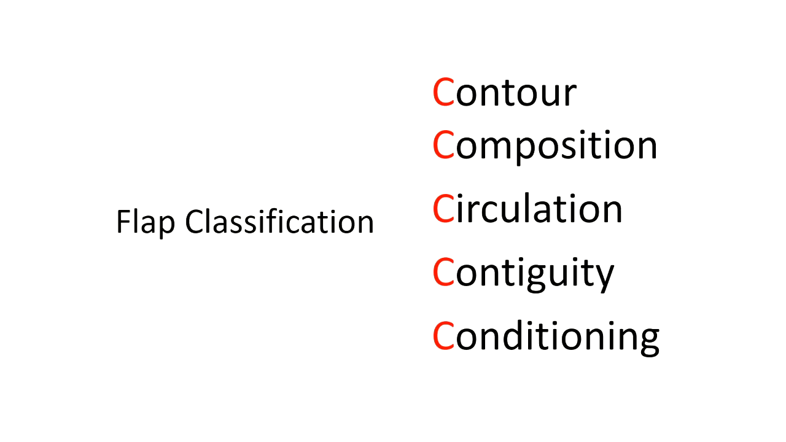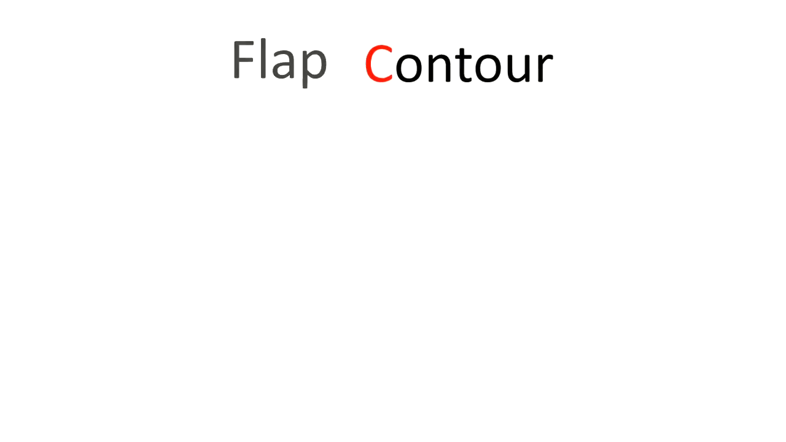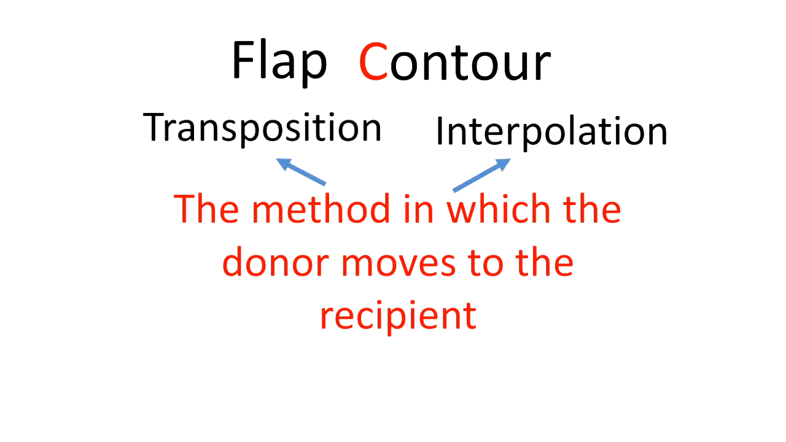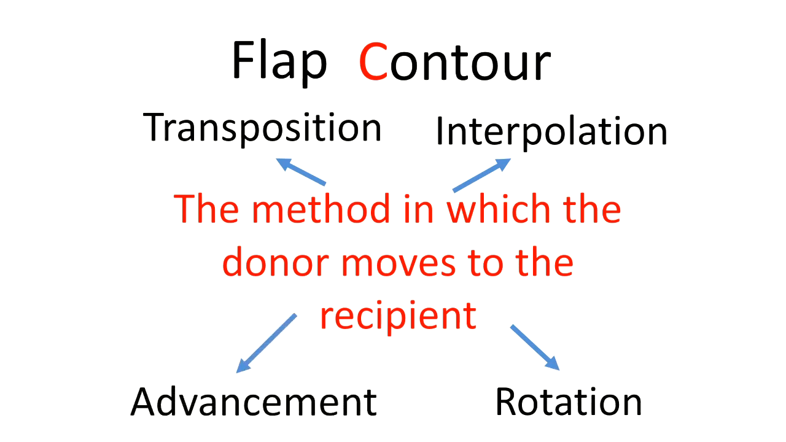Now, contour is the method in which the donor moves to the recipient. There are 4 main ways this can happen. It could be through transposition, interpolation, rotation, or advancement. And what we're talking about here is advancement.